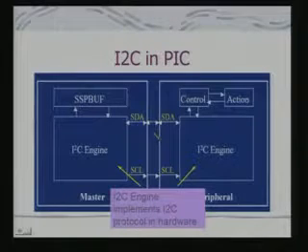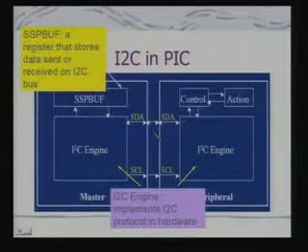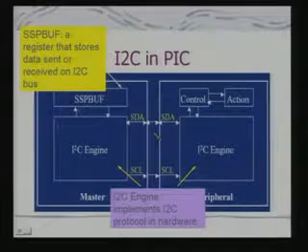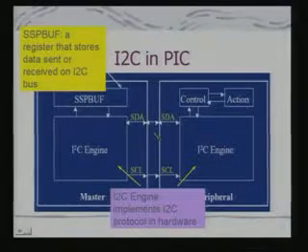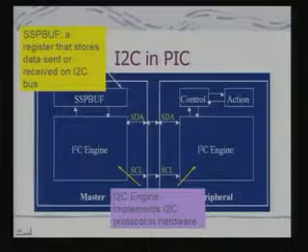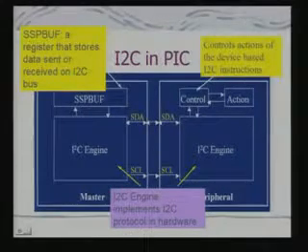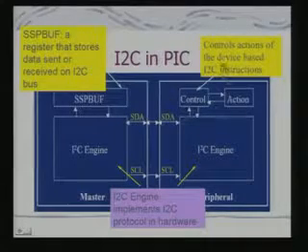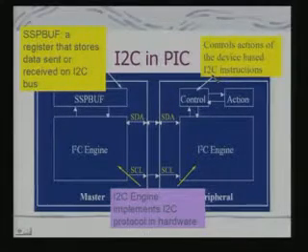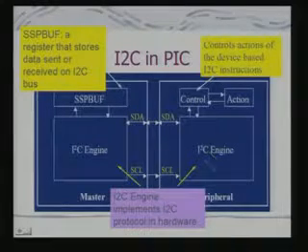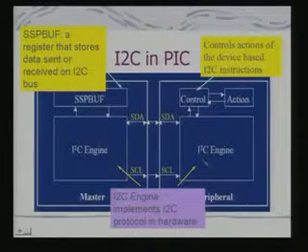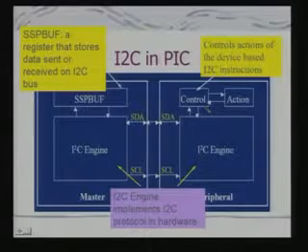So, effectively this I2C engine implements I2C protocol in hardware. This SSP buff is a register that stores data sent or received on I2C bus, because there will be serial data. So, it has to be stored and buffered, and this control controls action of the device based on I2C instructions. Now, try to understand the difference between the functional role of I2C engine and that of this control.